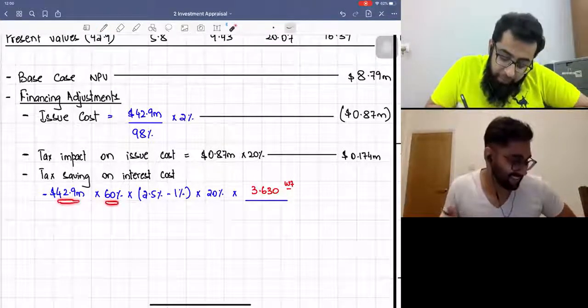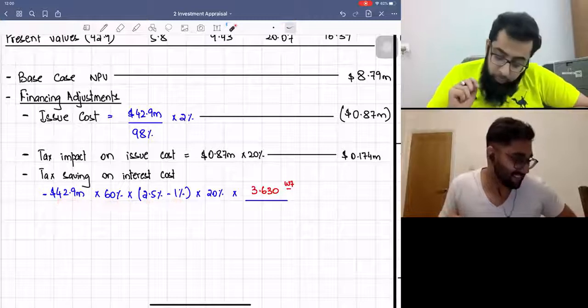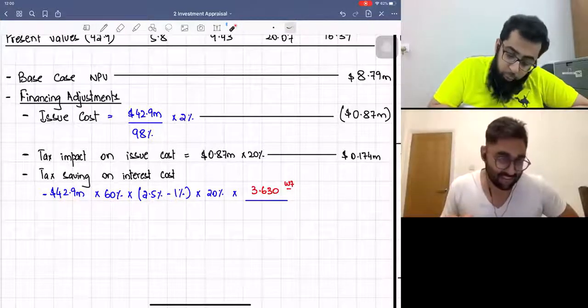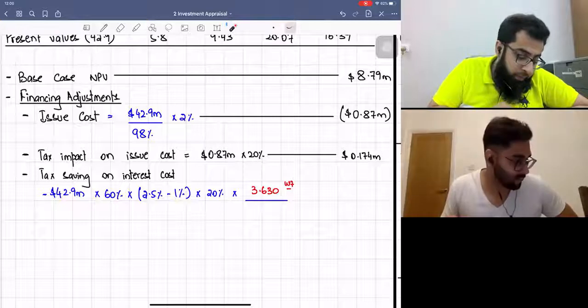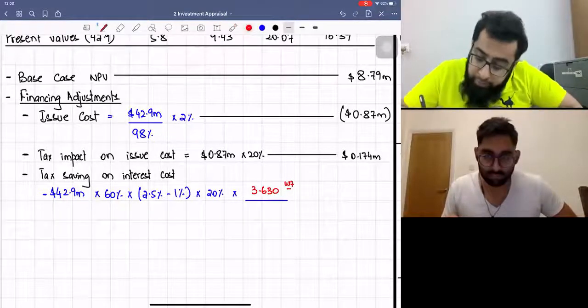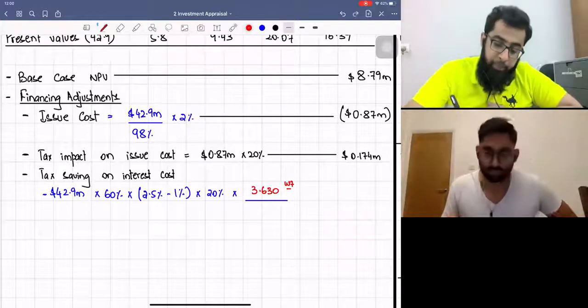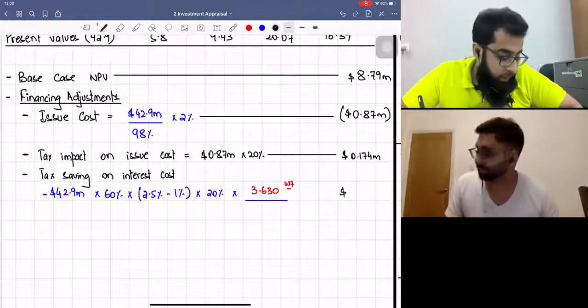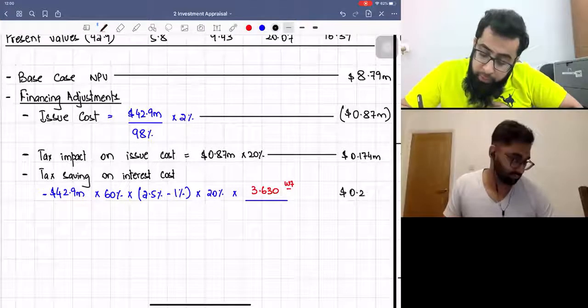So 42.9, 60%, 2.5 minus 1, 1.5%, into 0.2, into 3.630. So it is 0.280.